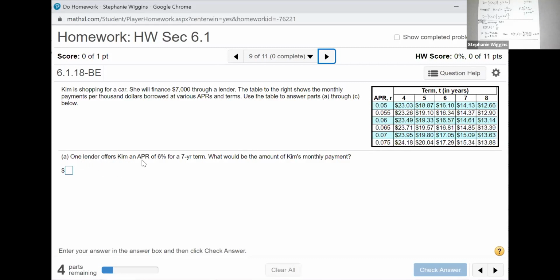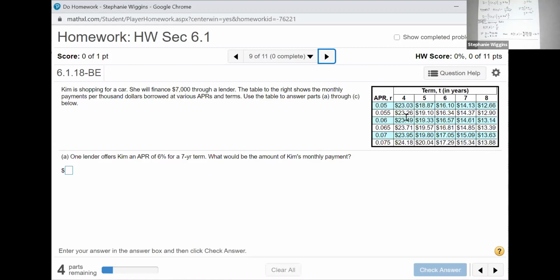One lender offers Kim an APR of 6% for a 7-year term. What would be the amount of Kim's monthly payment? Now, first you have to know, what do these numbers mean? They mean this is the monthly payment for $1,000. See how it says right here? The table to the right shows the monthly payments per $1,000. Well, she's borrowing $7,000. So we are going to have to take these numbers and multiply by 7 to get the correct answer when we're finding the monthly payment.